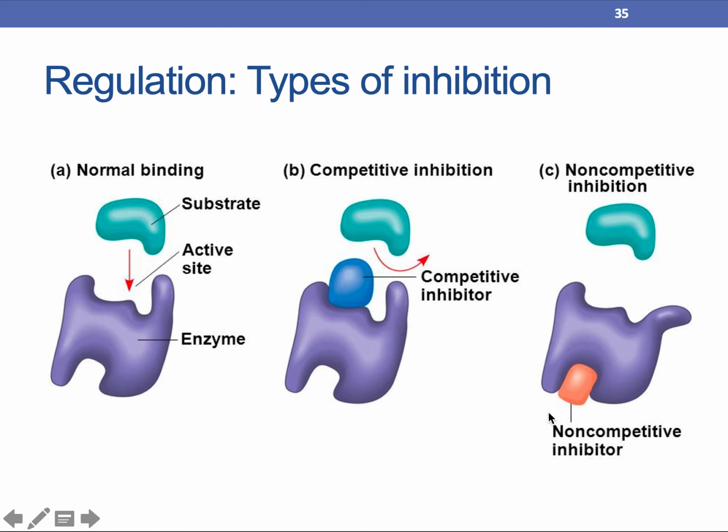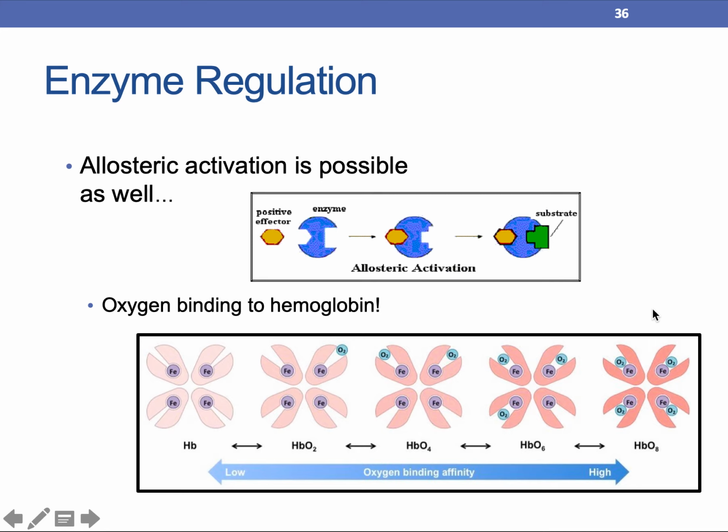and that's an example of allosteric inhibition, where you have an allosteric site that the inhibitor binds to, and therefore changes the shape of the active site, and therefore the reaction does not proceed. So we're talking about allosteric inhibition.